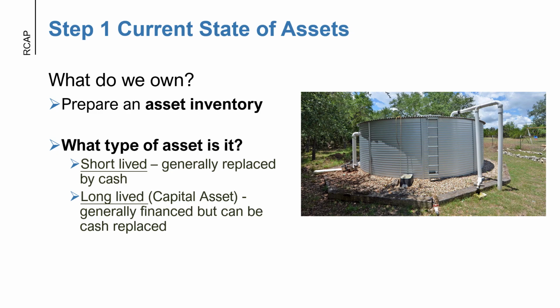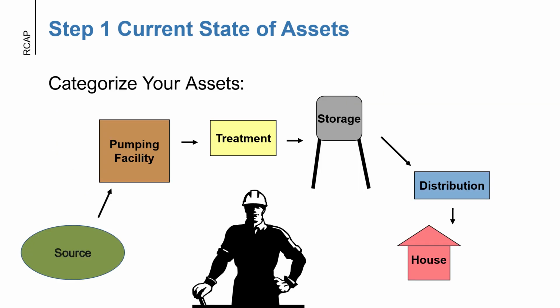You're going to want to also categorize what type of asset you have. So is it a short-lived asset, which is generally replaced by cash? You could think of this like, in this picture, maybe the paint or maintenance equipment. Or is it long-term or long-lived? This is something that is generally financed, but it could be cash replaced. So this would be like that entire tank there. It'll also be helpful to categorize your assets by location, maybe assets at the source, assets at your pumping facility, assets associated with treatment, storage, with distribution, finally leading all the way up to the customer.